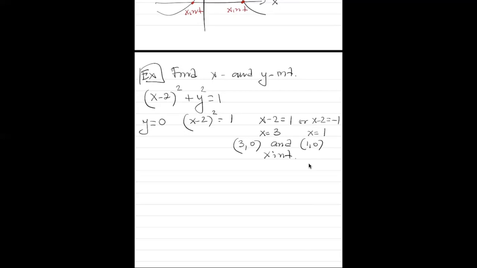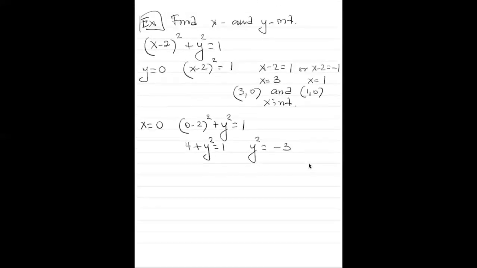Okay, now let's find the y-intercept. To find the y-intercept, you set x equals 0. Substitute, and you're going to have 0 minus 2 squared plus y squared equals 1. 0 minus 2 is negative 2, squared is 4. So 4 plus y squared equals 1, or y squared equals negative 3. Now, is that possible? A square of a number to equal a negative number? No. So we have no y-intercepts because we cannot find a real solution to this equation.